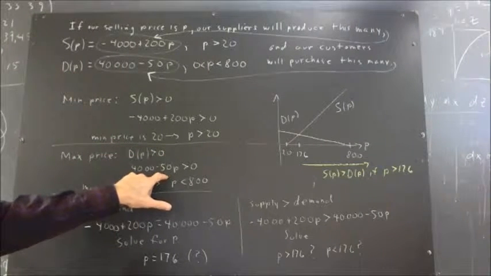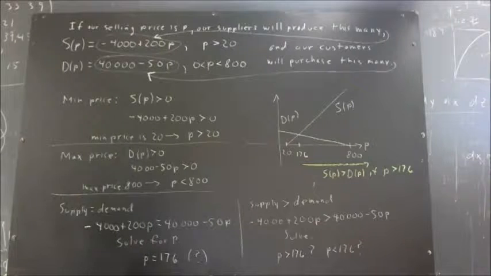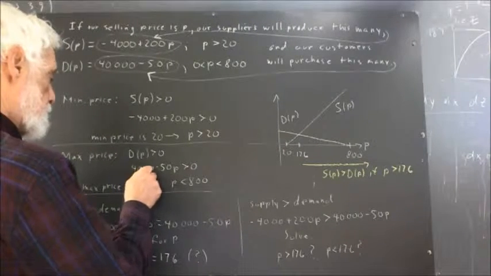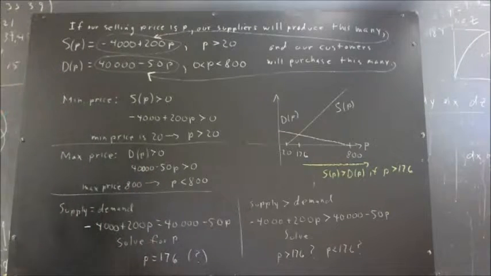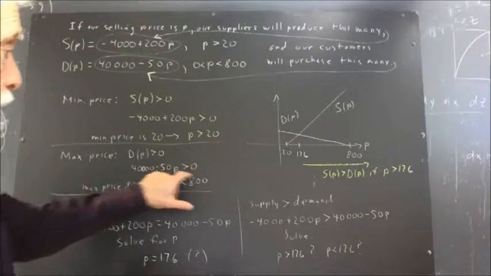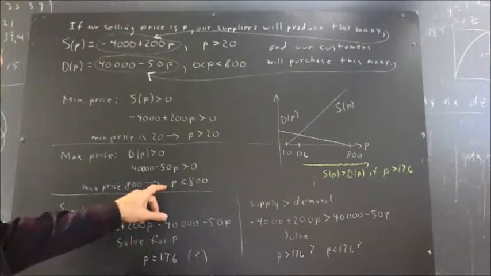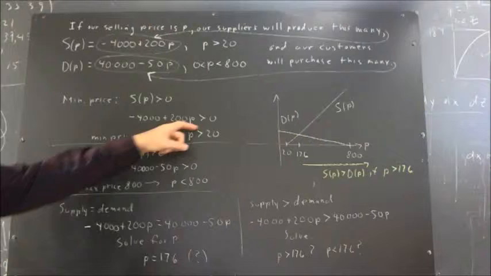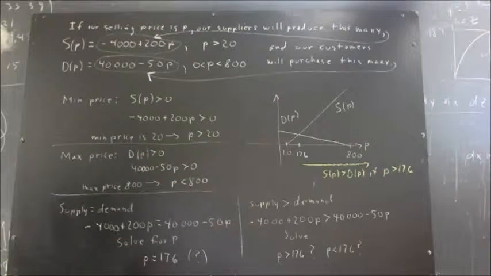If we set the demand function greater than zero, and it looks like I left one of my zeros out of my 40,000, I'm going to slip it in there. Okay. If we set our demand function greater than zero and solve it, we get P less than 800. So our price has to be greater than 20 and less than 800.